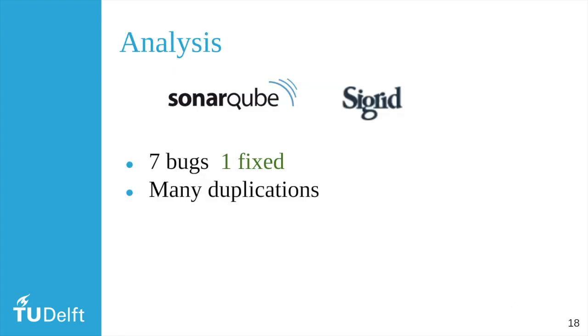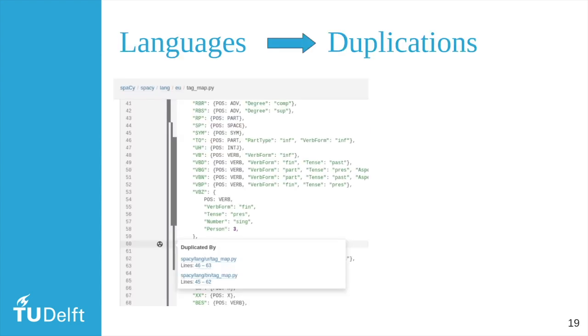We continued with a deeper analysis using the tools Sonar and Sigrid. SonarCube was most helpful for us, and we were able to find 7 bugs. And yes, we fixed one of them. Other suggestions by the tools are mostly about code duplications. Duplications in the language component. It's pretty obvious for us humans that some of the supported languages share similar rules.